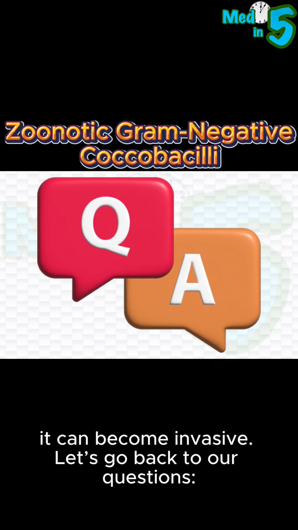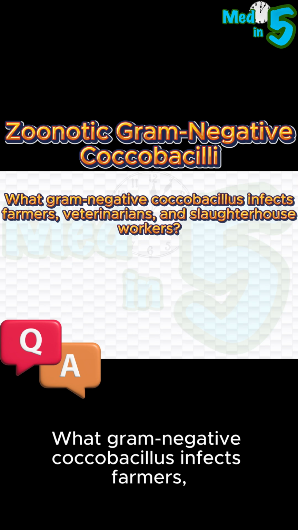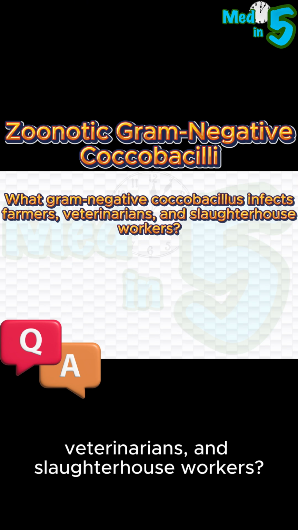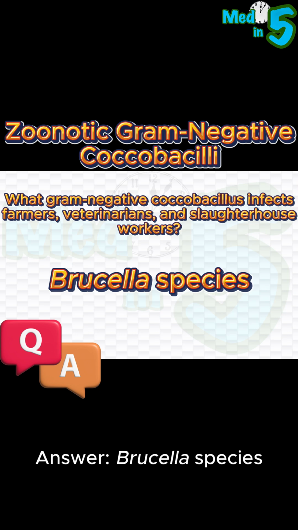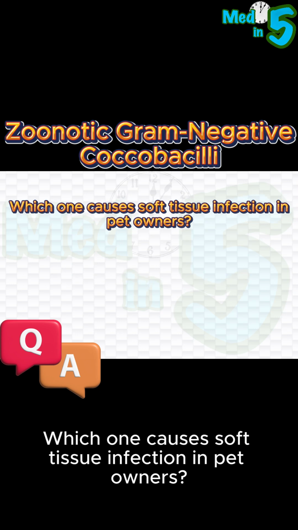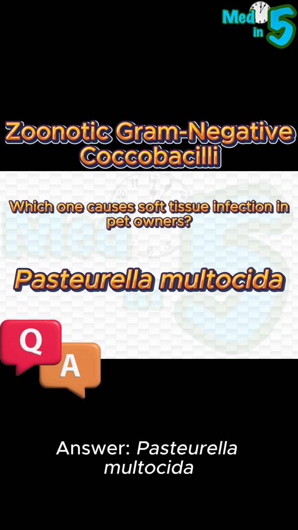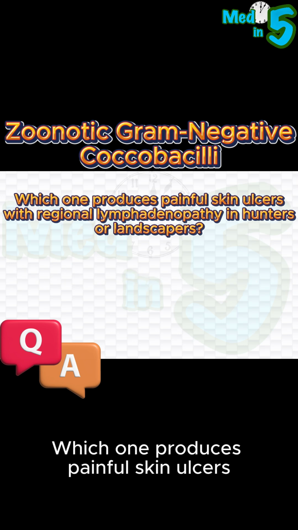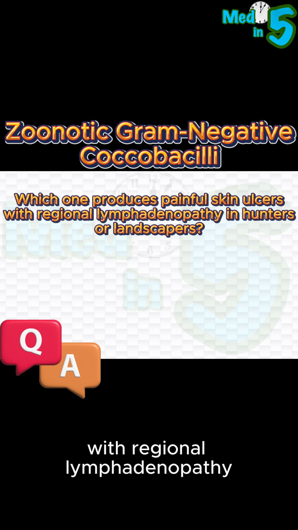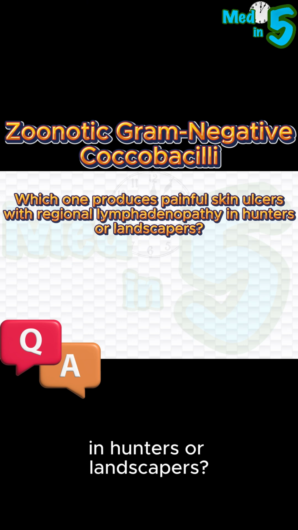Let's go back to our questions. What gram-negative coccobacillus infects farmers, veterinarians, and slaughterhouse workers? Answer: Brucella species. Which one causes soft tissue infection in pet owners? Answer: Pasteurella multocida. Which one produces painful skin ulcers with regional lymphadenopathy in hunters or landscapers?